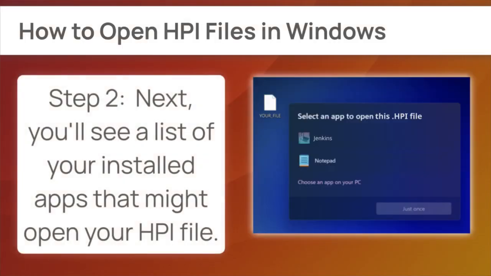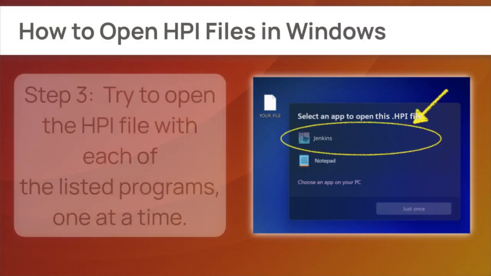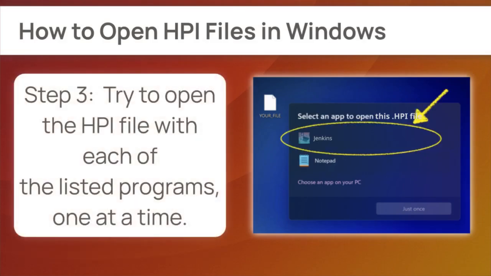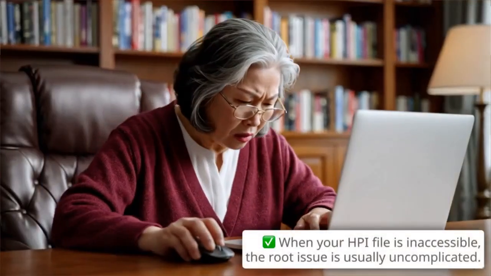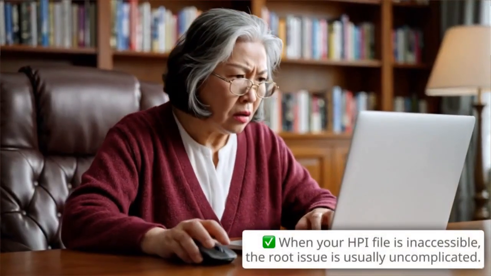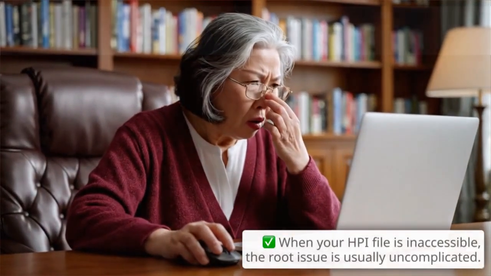Right-click the HPI file and choose Open With. Start with Jenkins if available. If not, select another application from the list. If your HPI file continues to fail when opening, that is okay. Since the file is so resistant, we need to turn to direct testing. Follow this list and test these failure points to see where the problem originates.